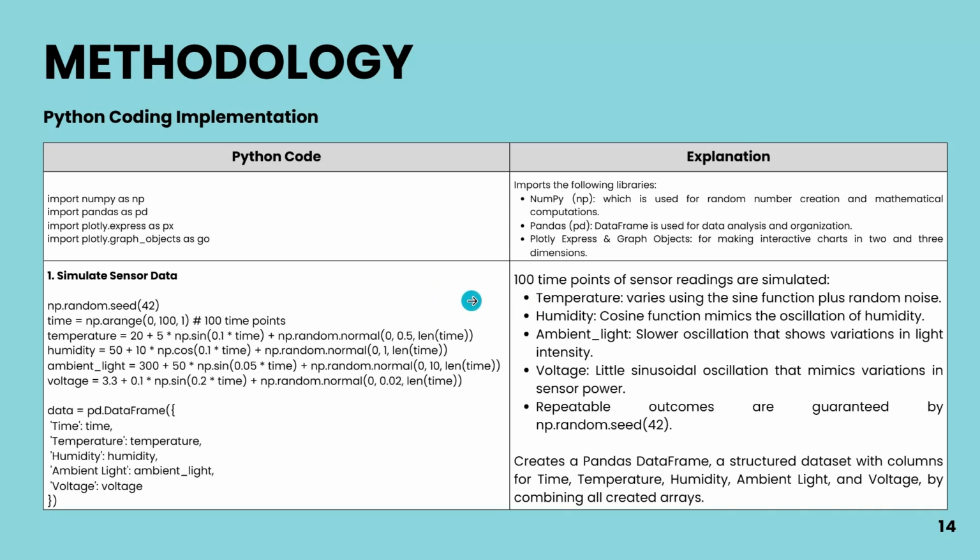Okay, for this simulated sensor data Python code, the explanation is that 100 time points of sensor readings are simulated, where the temperature varies using a sine function plus random noise. For humidity, a cosine function mimics the oscillation of humidity. Next, for ambient light, a slower oscillation shows variation in light intensity. Next, for voltage, a little sinusoidal oscillation mimics variation in sensor power. Repeatable outcomes are guaranteed by np.random.seed, which is 42. To conclude, it creates a pandas data frame, a structured data set with columns for time, temperature, humidity, ambient light, and voltage by combining all the created arrays.